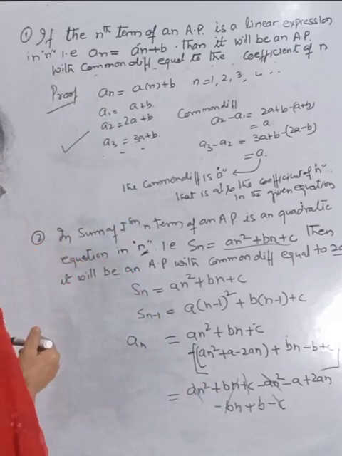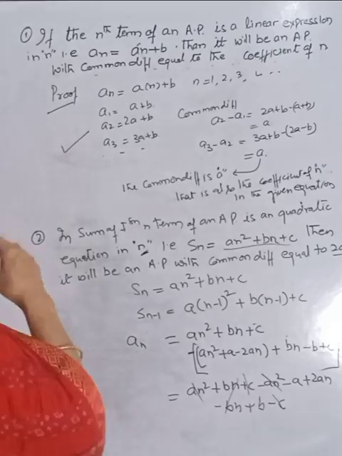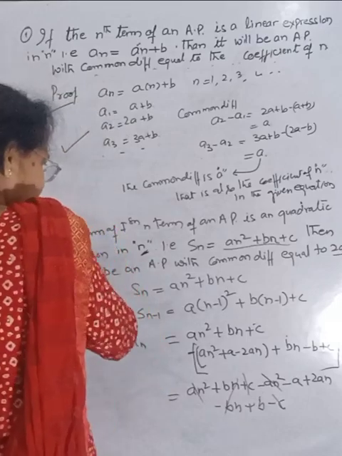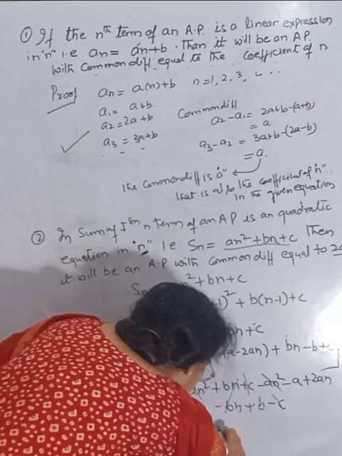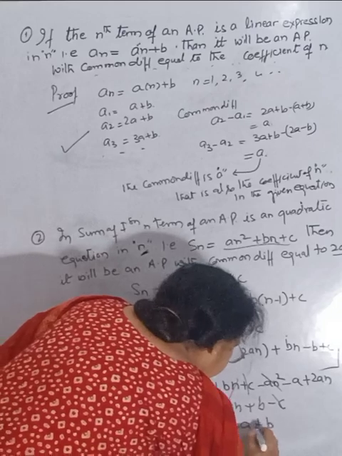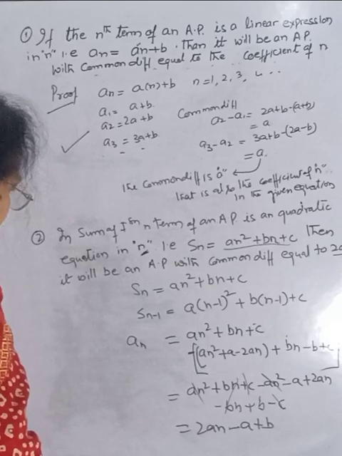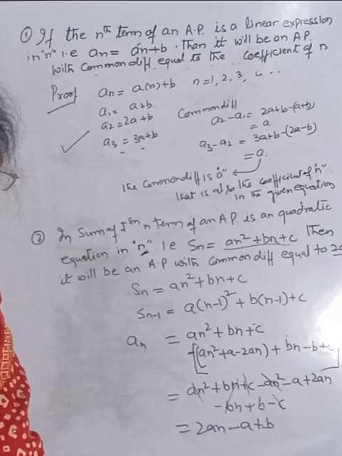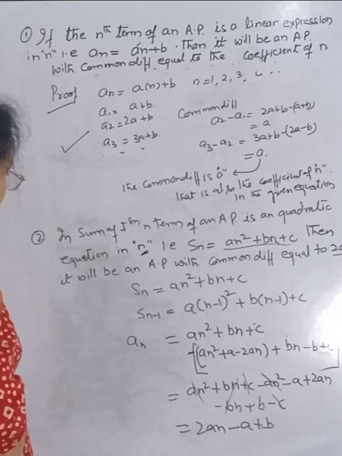What we are getting here? We are simply getting 2an plus b minus 1. What we will get here? This is 2an minus a plus b. Okay? This is okay. Now, okay, ठीक है? Correct. Now the common difference देखते हैं.